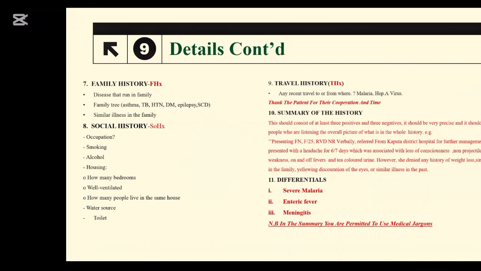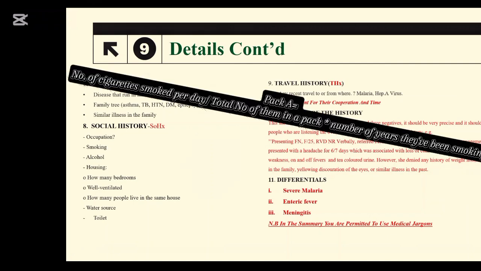So here you're going to ask about occupation, do they work? And I've already given a rationale for that. Do they smoke? If they smoke, then you need to calculate what is called the pack years. With pack years, you want to identify whether the patient is at risk of developing cancer or not. So pack years is equal to the number of cigarettes that a patient smokes per day divided by the number of cigarettes that are in a pack, of which we know in a pack there are 20 cigarettes.